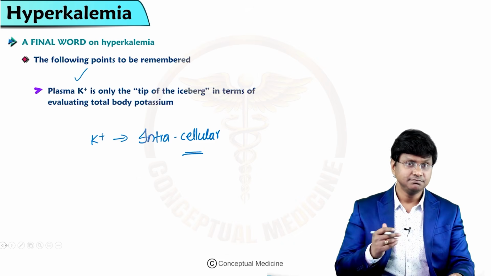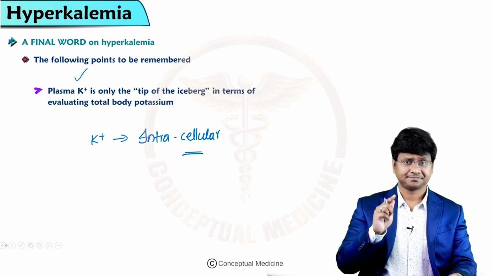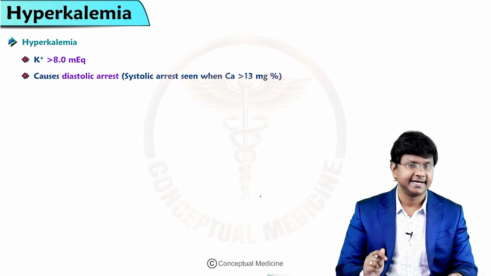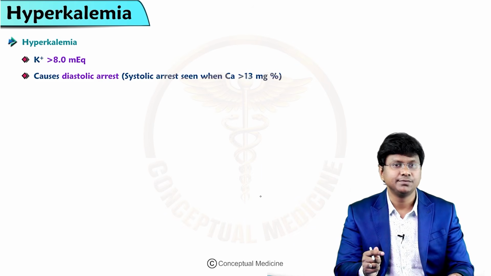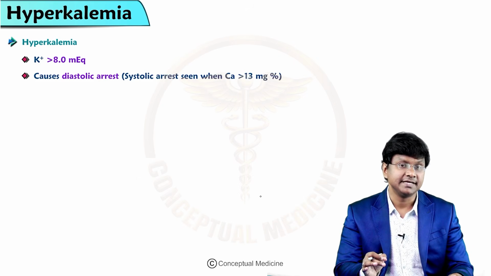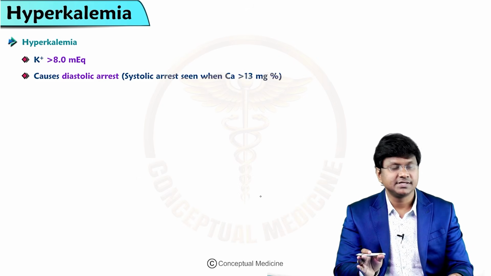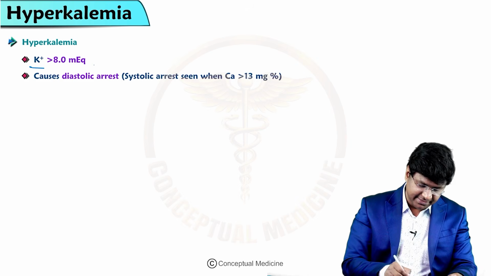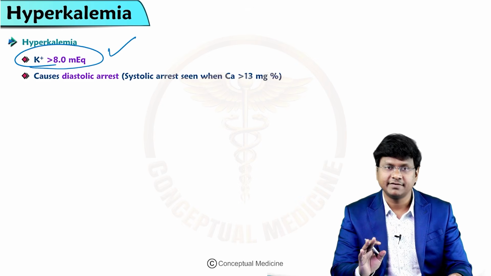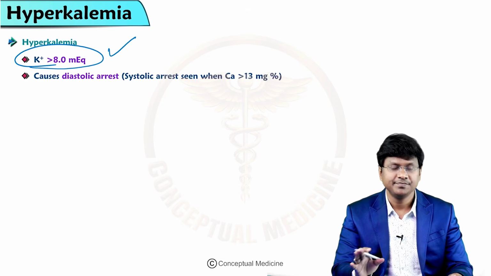Next, at which particular potassium level will you have the diastolic arrest? What did I tell you? In individuals with hyperkalemia, the cause of death is the diastolic arrest. When the serum potassium level is more than 8 milliequivalents per liter, that is the point when the individual will have the diastolic arrest.